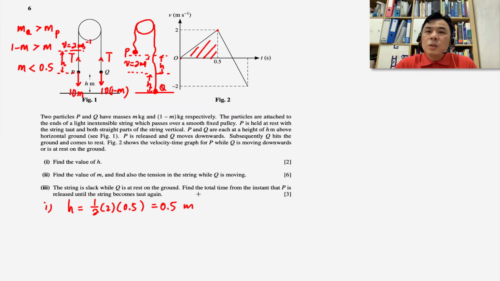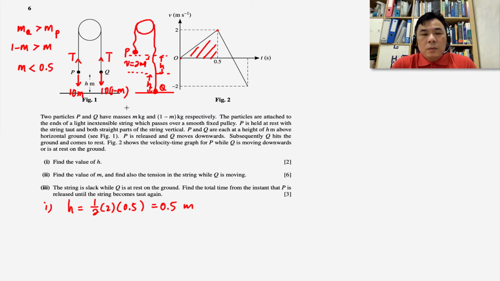Okay, so now I'm going to move on to the second part. For the second part, I'm going to clean this up a bit, so it's a bit messy here. We don't really need this. We just need the tension itself. So these are the forces that are acting on the pulley system. Now we need to find out the value for M and also the tension in the string while Q is still moving before it actually touched down.